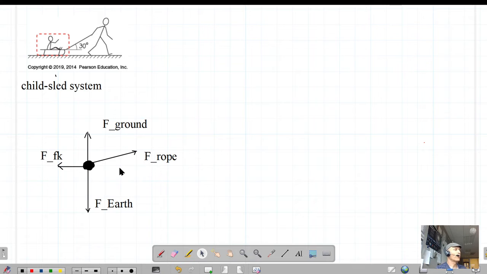So I went ahead and drew a free body diagram for this child sled system with the force of the ground upward, the force of the rope at about 30 degrees, the force of the earth straight downward, and the force of kinetic friction to the left. So first thing I'll do is create a sum of the forces equation. I'm going to do one for each dimension.